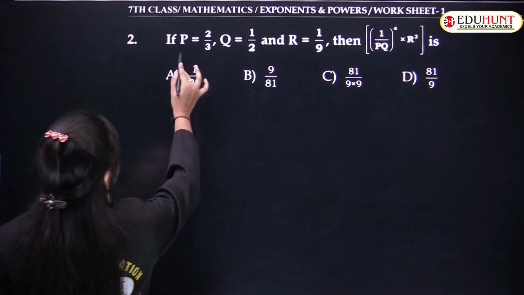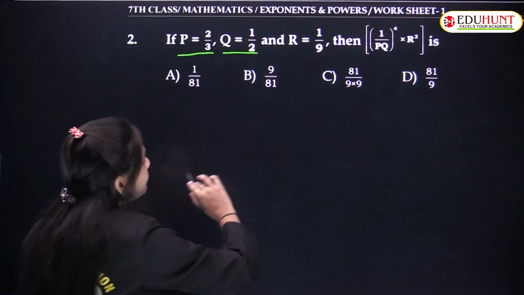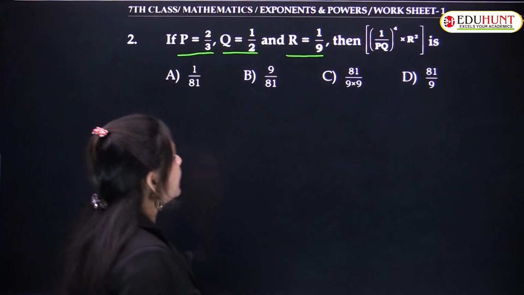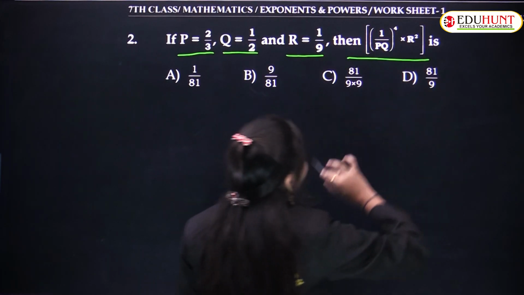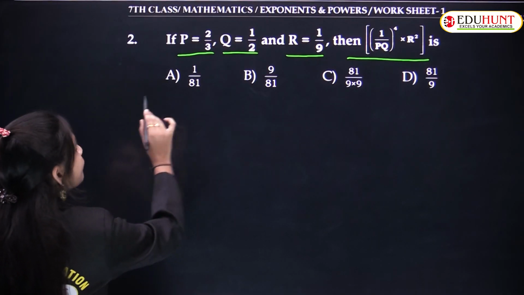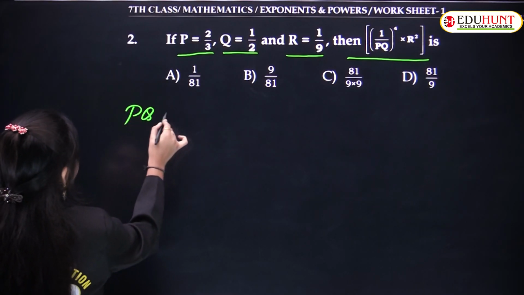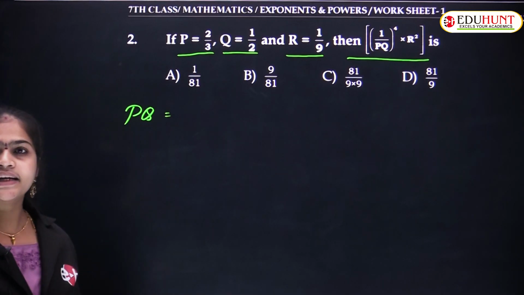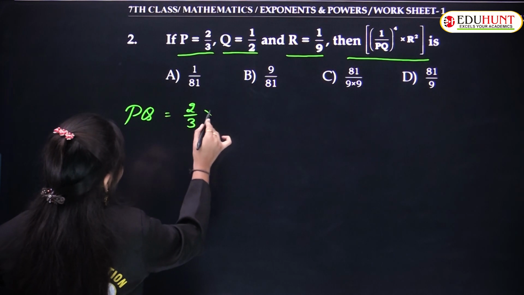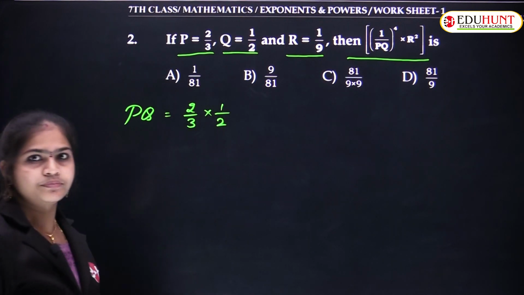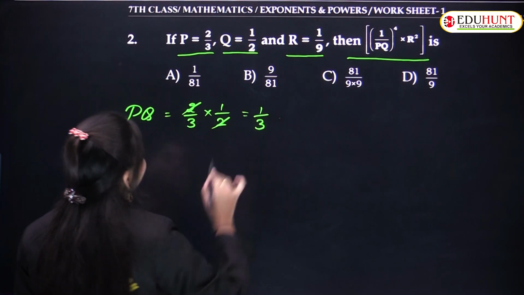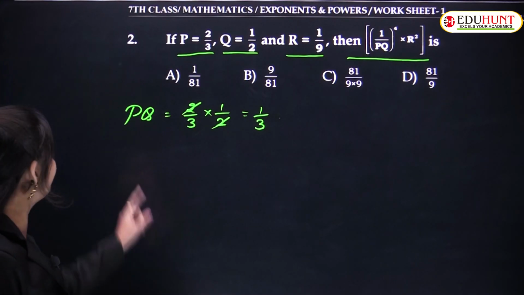In the same way, for the second question: if P is equal to 2 by 3, Q is equal to 1 by 2 and R is equal to 1 by 9, again substitution only. Then find 1 by PQ whole power 4 into R square. First find the PQ value, P into Q: 2 by 3 into 1 by 2. The 2 and 2 get cancelled, finally equal to 1 by 3. That is the value of PQ.